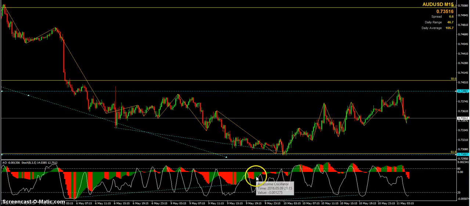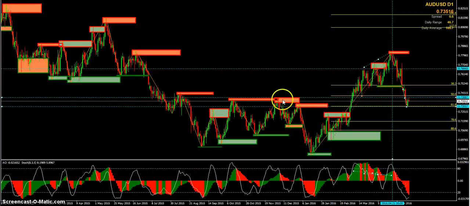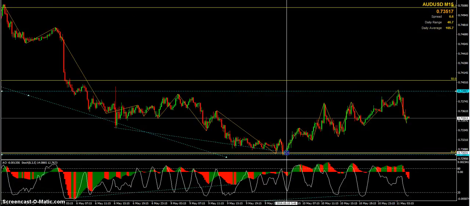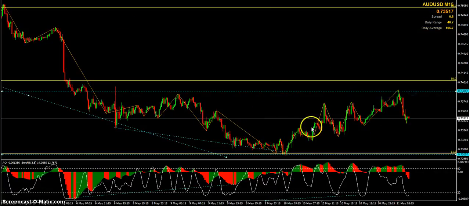And then everything just sort of paralleled up with the divergence on the 1-hour, divergence on the 15-minute, hitting the 61.8 Fibonacci level and this horizontal daily level, which we identified here. So when it hit there, there were multiple indicators telling me to get out, and that's where I got out. And then bang, up it goes, and that's fine.